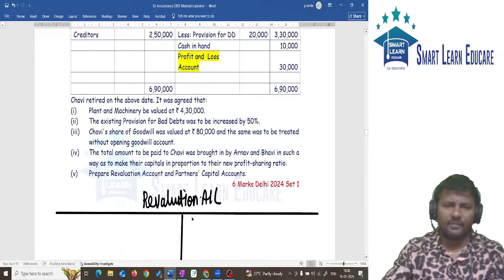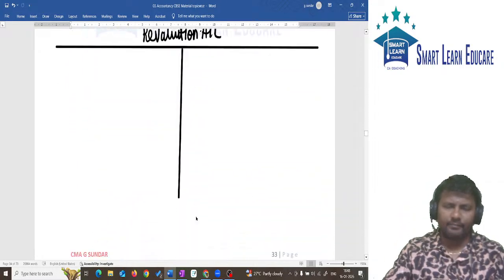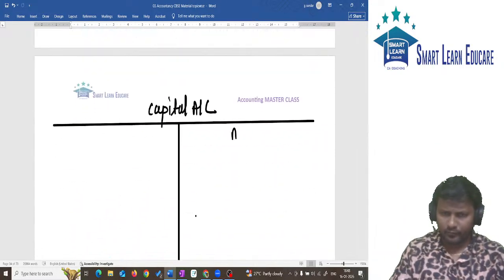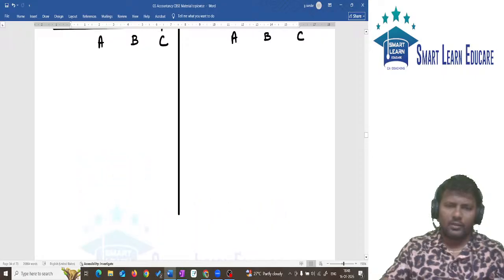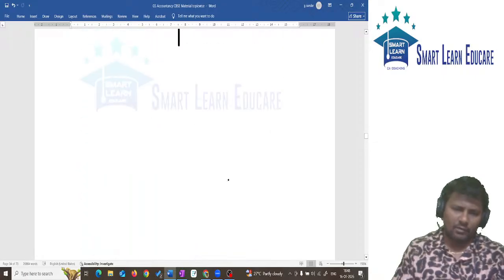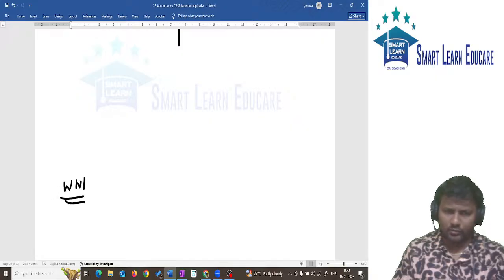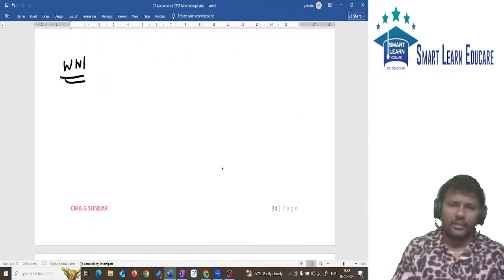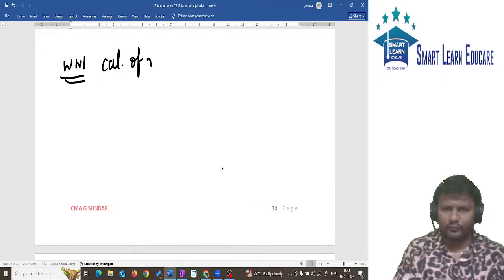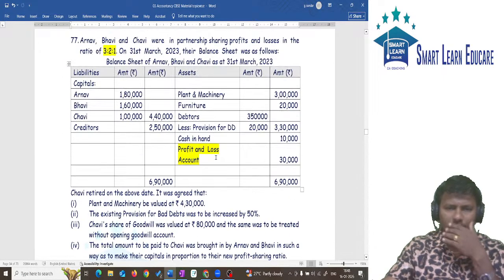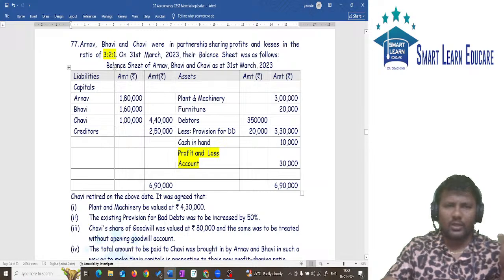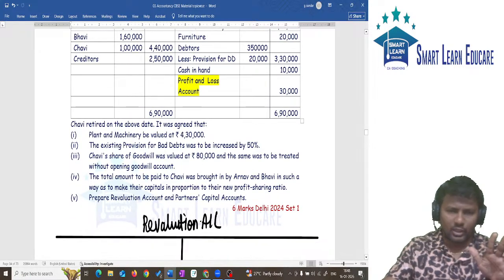Who are the partners? A, B, C. First step, ratio. So have a working note below this, write working note. It is the calculation of ratio. What is the old ratio given in the question? In the question 3:2:1 is given. Nothing is given about the new ratio.